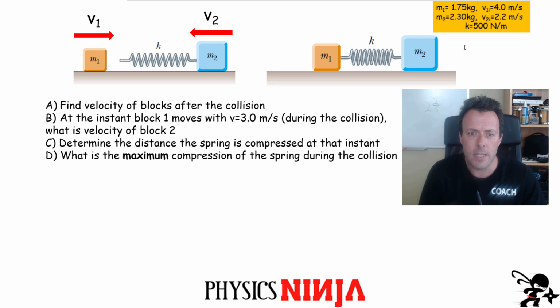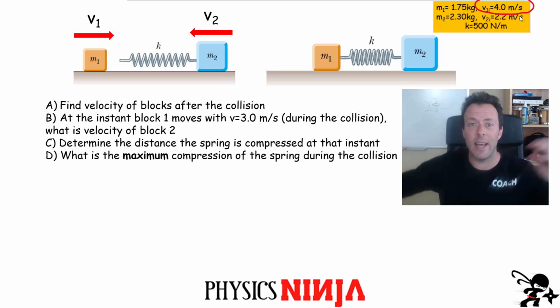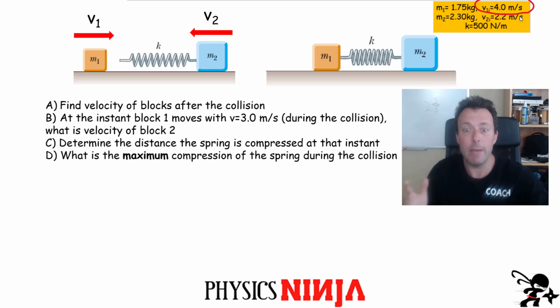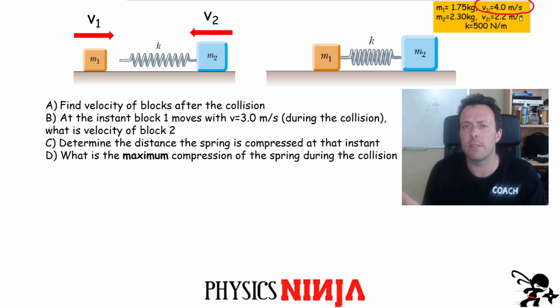Question B says, what happens at the instant when the speed of block number 1 is 3? If you look at the initial velocity up here, the initial velocity was 4. During the collision, it might at some point be 3 meters per second. So at that specific moment, how would you find the speed of the other block, the block M2? How would you set up the equation? Which one would you use?